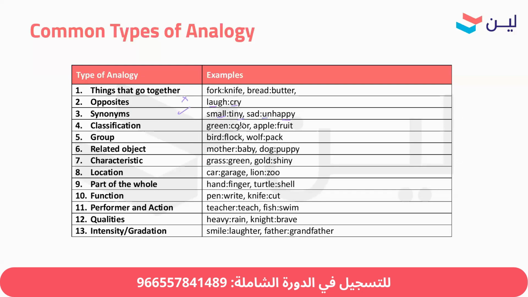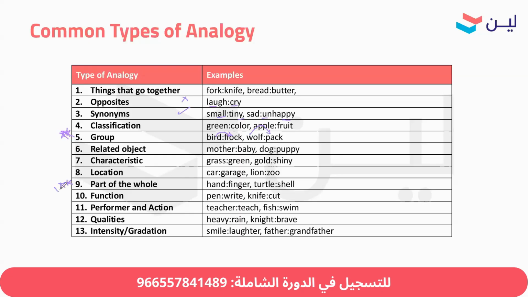Classification, like color: green is one of the colors, apple is one of the fruit, right? Group, and this is very important to familiarize yourself with. Group of birds, what do we call them? Group of wolves, what do we call them? So bird is to flock in the same way as wolf to pack. Related objects, characteristics, location, like car is to garage, lion is to zoo.